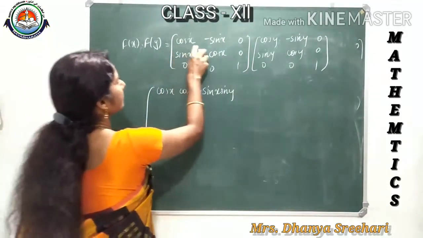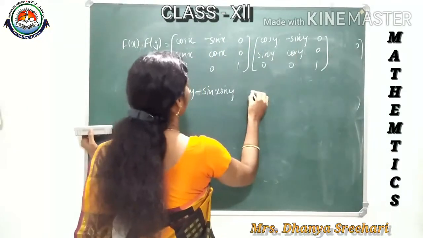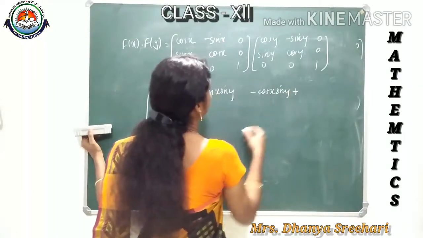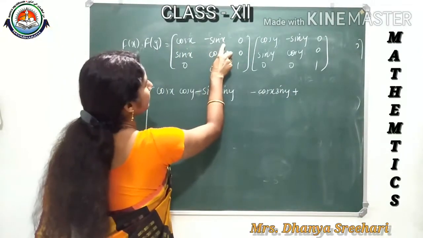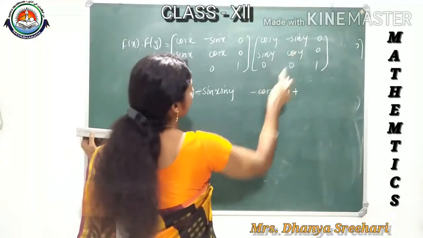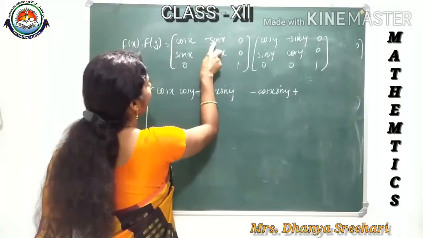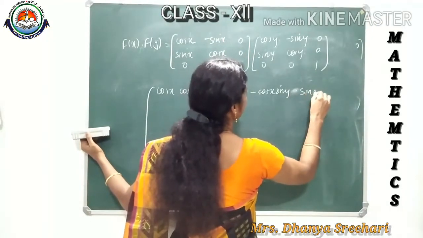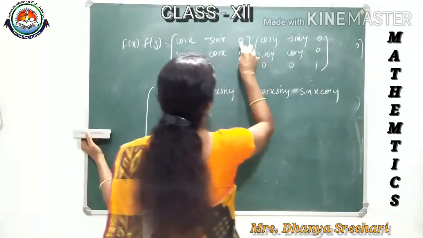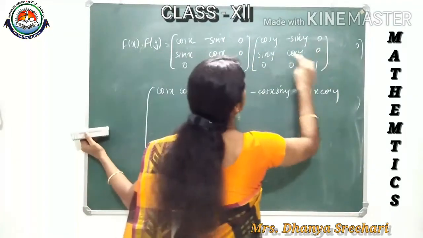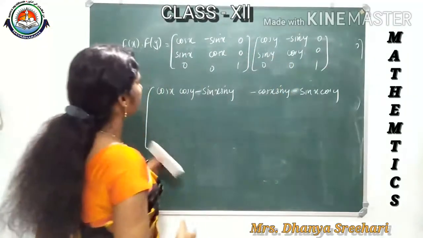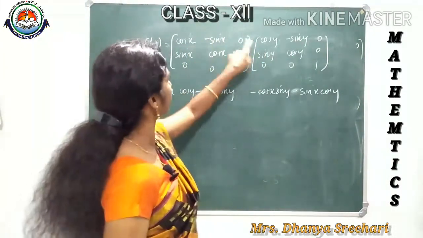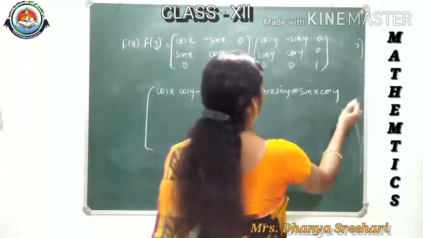Next element, first row with the second column: minus cos x sin y plus cos x into minus sin y. We got minus cos x sin y plus minus sin x into cos y. So it will come minus sin x cos y, and 0 into cos x into minus sin y. Correct. Then next element is 0 into 0, 0. Okay.